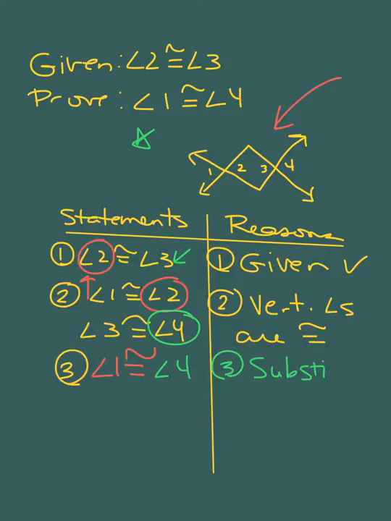A little bit different form of substitution than we've had in the past, but at the same time, we have a few congruency statements, and we can substitute to get where we want to go. Angle 1 is congruent to angle 4. Now, in step number 2, where I had the two vertical angles are congruent, if you wanted to separate that into two different steps, that would be fine. But again, since the reasoning is the same, we can combine them in one step if we want.